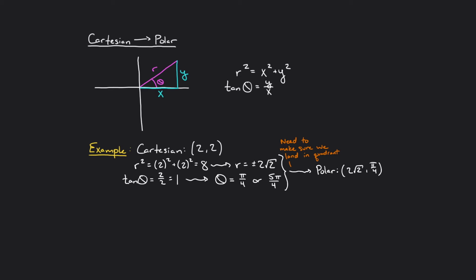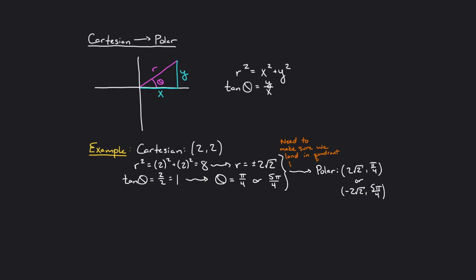On the other hand, if we chose the angle 5 pi over 4, then we're facing into the third quadrant. So we should pair it with a negative r value so that we walk backwards into the first quadrant. Therefore, the point (negative 2 root 2, 5 pi over 4) is also a polar representation of our point.